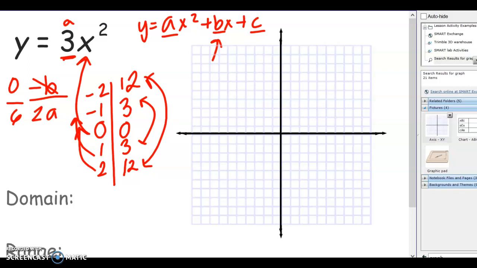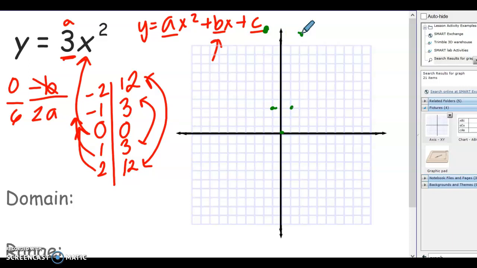So just like my ordered pairs, I've got a negative 2, 12. Now, it's going to be at the very top of the graph, and it's okay if it doesn't fit quite on there. You can estimate it a little bit. Negative 1, 3, 0, 0, 1, 3, and then 2, 12.